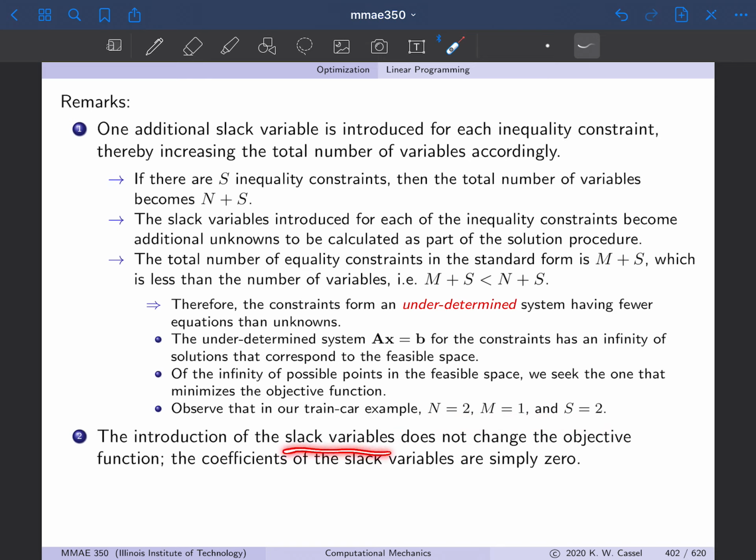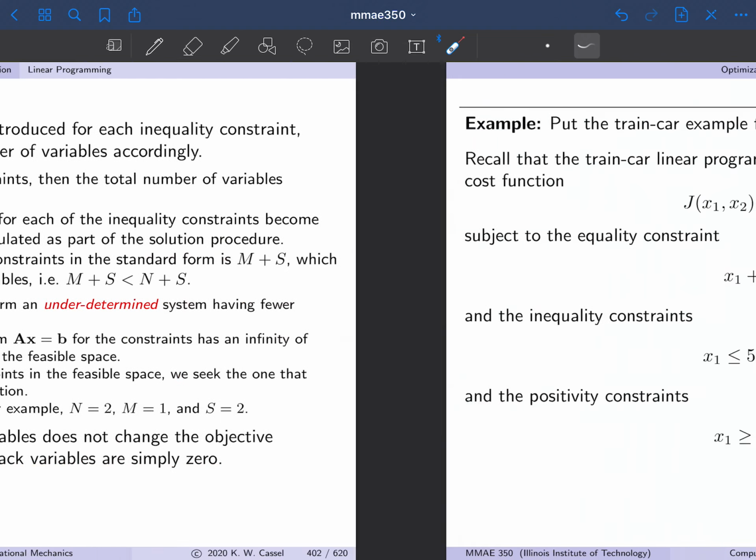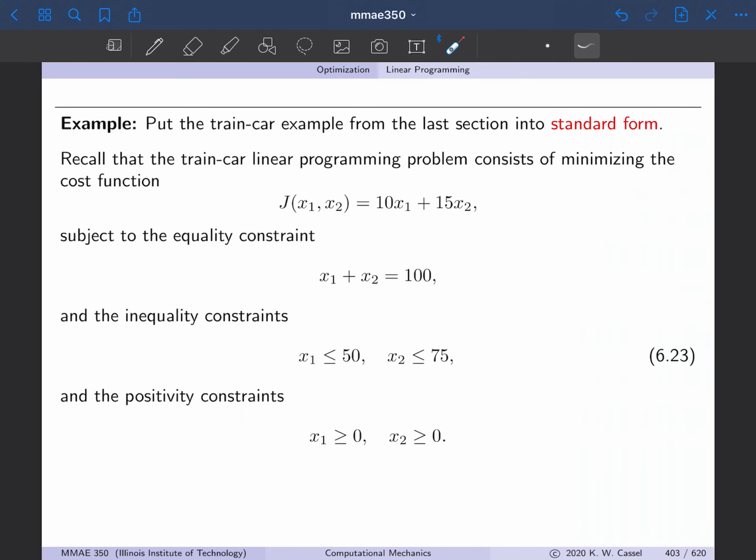Okay, so the slack variables do not change the objective function. The objective function is exactly the same as before, even though we have additional variables in addition to the original design variables. Essentially, those c coefficients on the slack variables are just 0, so it doesn't change the objective function at all. It only changes how the constraints are represented in what we're calling the standard form of the linear programming problem.